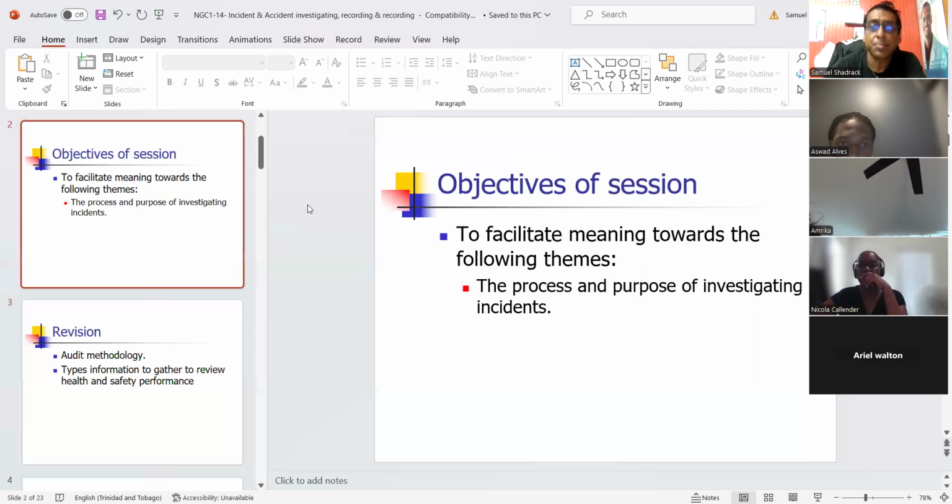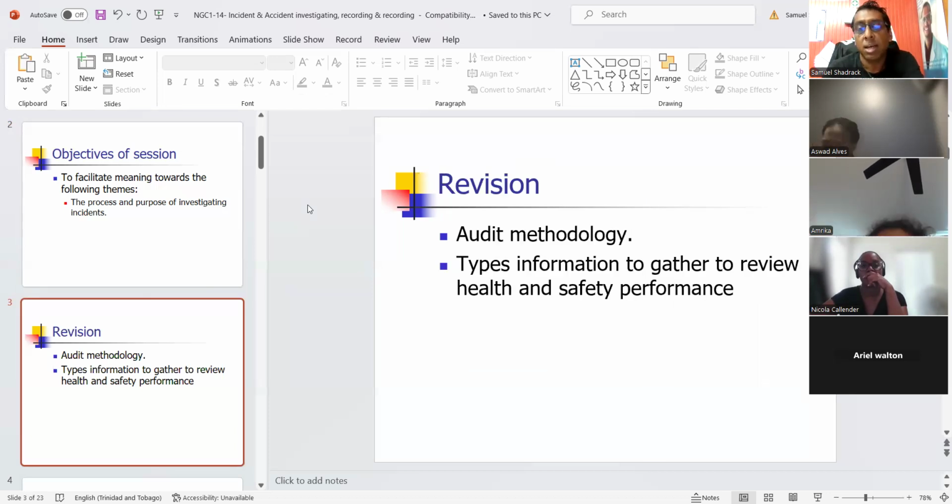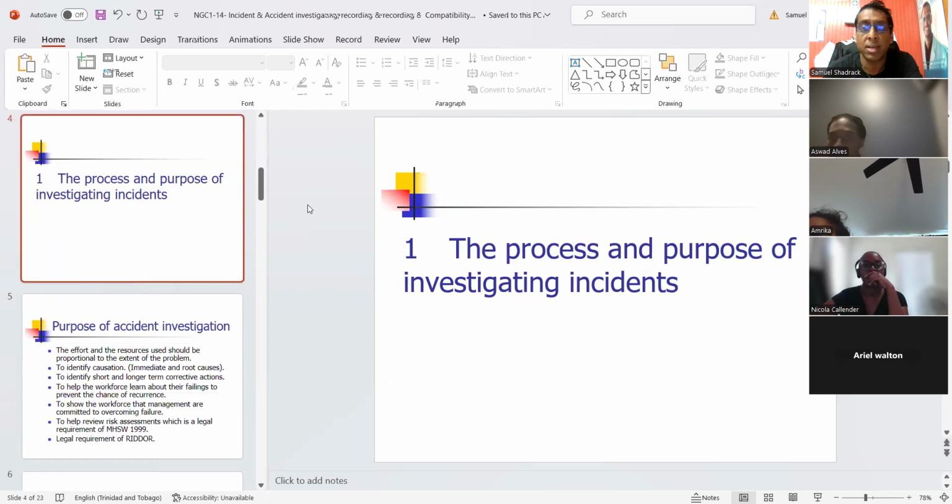Let's start right here. The objective of this session is to facilitate meeting towards the following themes: the process and purpose of investigating incidents. The review would have been what we just did, the audit methodology, meeting with the managers, discussing the date, the time, the two types of audits, right? Types of information to gather to review health and safety performance. That was like the HSE policy, risk assessment, how many accidents you have, the KPIs and stuff, right? That would have been the first part of the slide we just read.